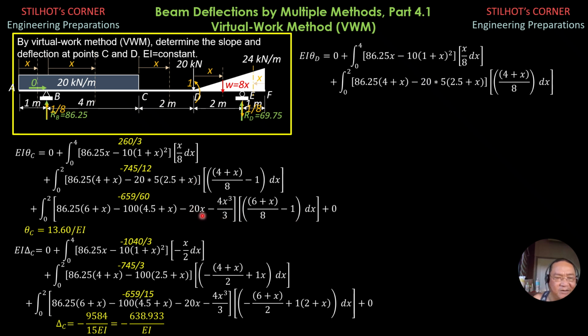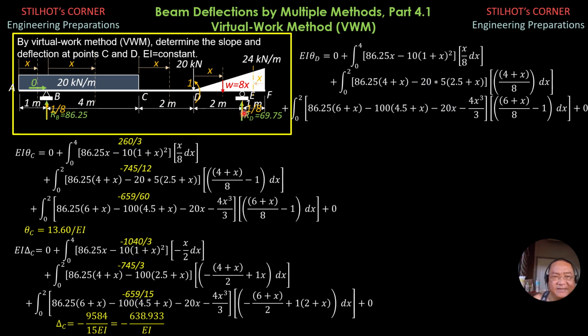We copy the whole of this for theta. So integral 0 to 2, we copy. We also copy this, is the same, 1/8 times 6 plus x, then minus 1. So the value of the integral here is the same, 260 over 3. Then this is different, 1205 over 12. This one is equal to negative 659 over 60. Combining, the value is the same, 176.1 over EI.